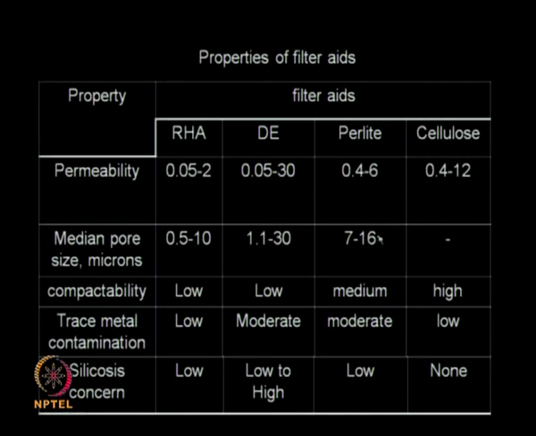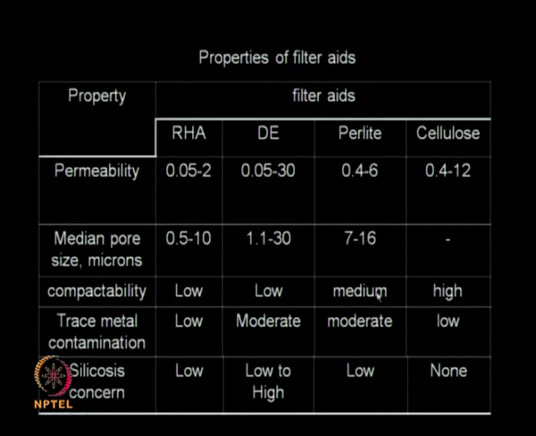What are the properties of these filter aids? They have to have certain important properties. There are different types of filter aids, and they have different permeability values. They have different pore size in microns. They have different values of compactability or compressibility as we call it, and they have different levels of trace metal contamination, and they can lead to silicosis.